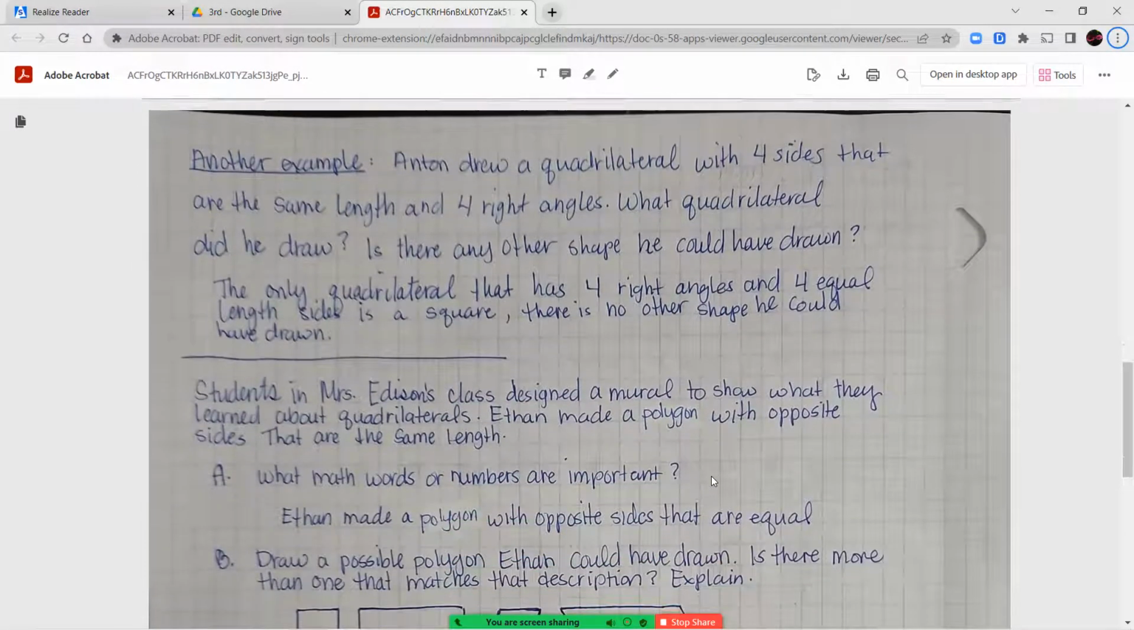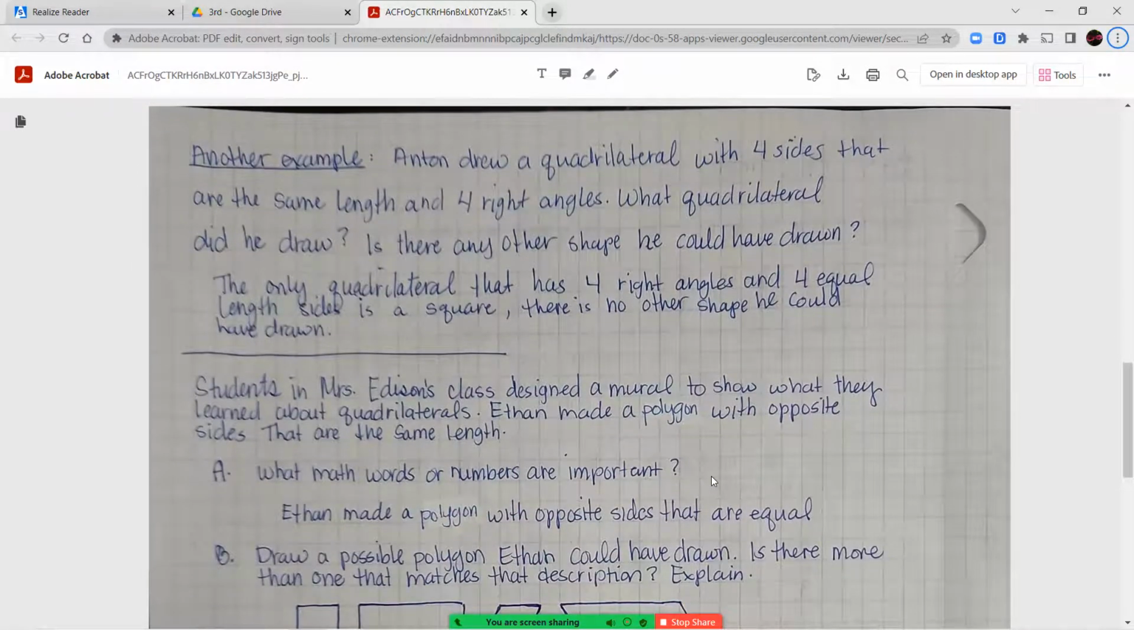Let's take a look at another example. Anton drew a quadrilateral with 4 sides that are the same length and 4 right angles. What quadrilateral did he draw? Is there any other shape he could have drawn? So here, if all 4 sides are the same length and it has 4 right angles, the only thing he could have drawn was a square. There's no other shape that meets those rules.